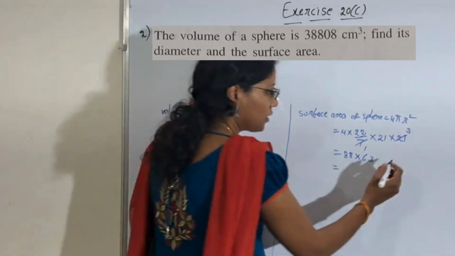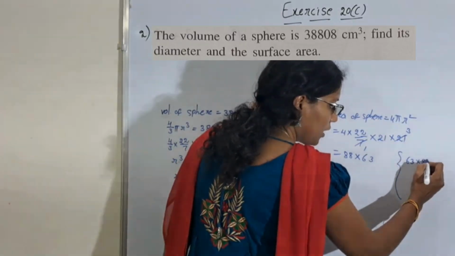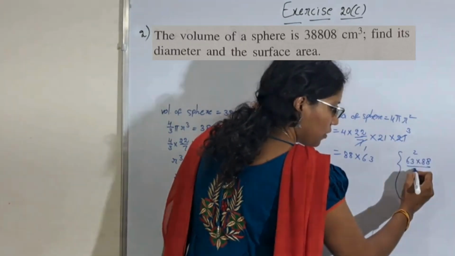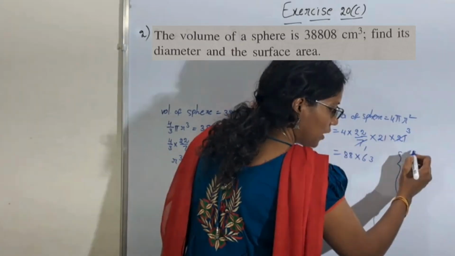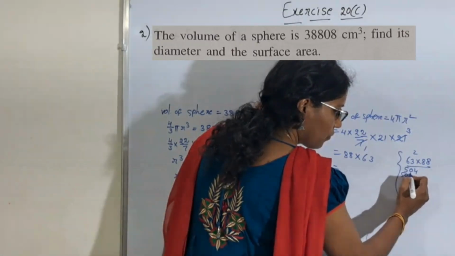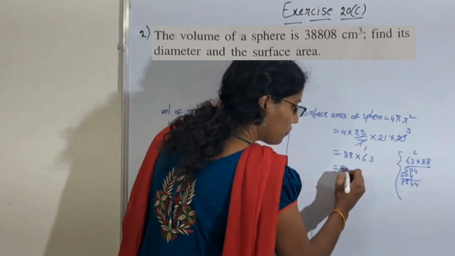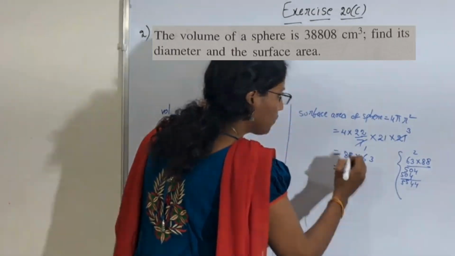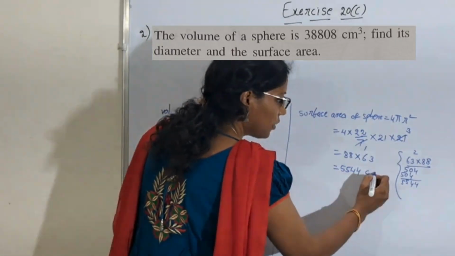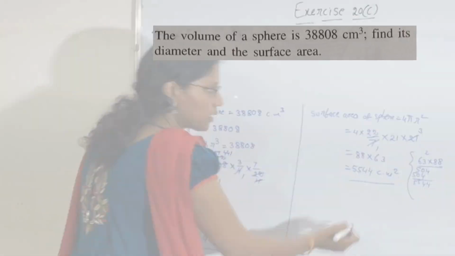88 into 63. Here we have to multiply. 63, 88, 24, 48, 48 to 50. Here 504. 4455. 5544. Here area, centimeter square. This is the diameter and this is the surface area of the sphere.